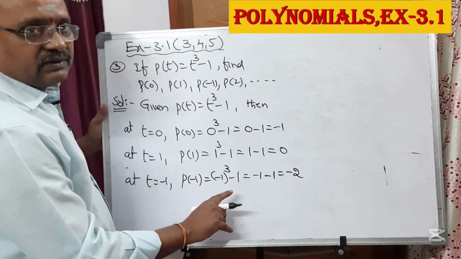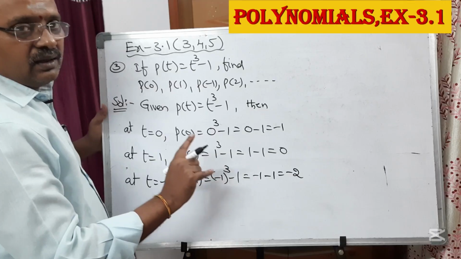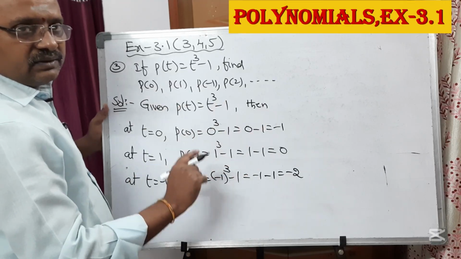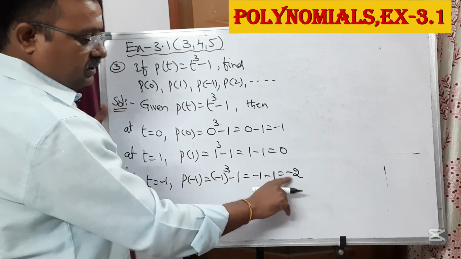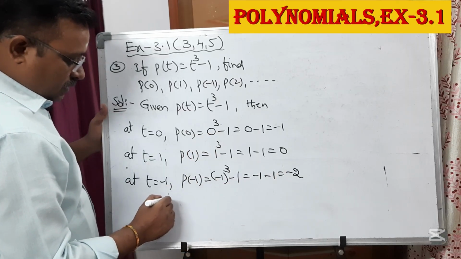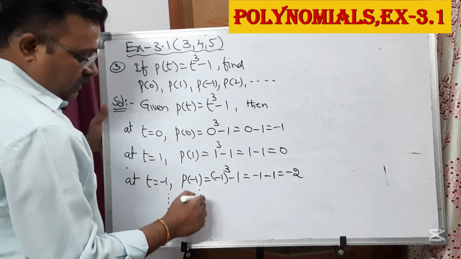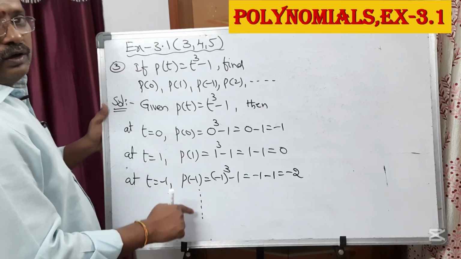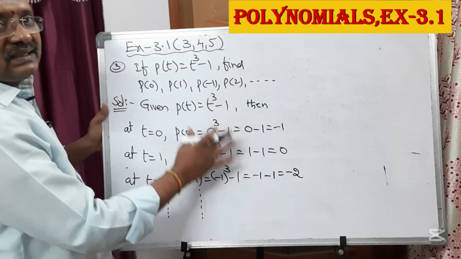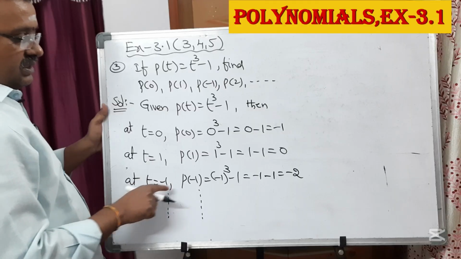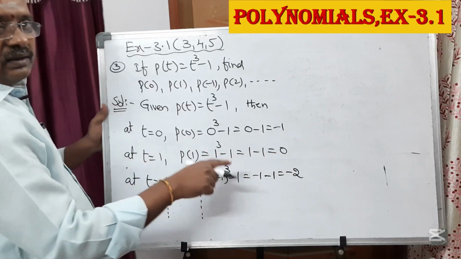Those are -1, not -1 into -1 to become plus. It is -1. So that's why the answer is -2. Like that, you substitute different variable values to find out their respective polynomial values. This helps us check whether that given variable value is a 0 of the polynomial or not.